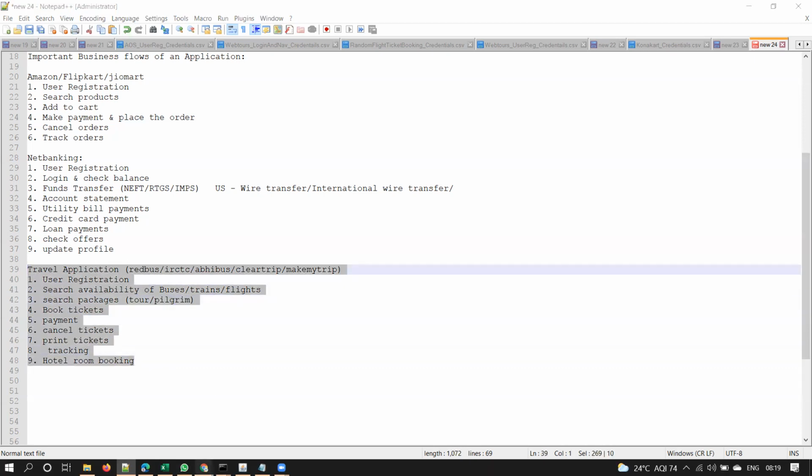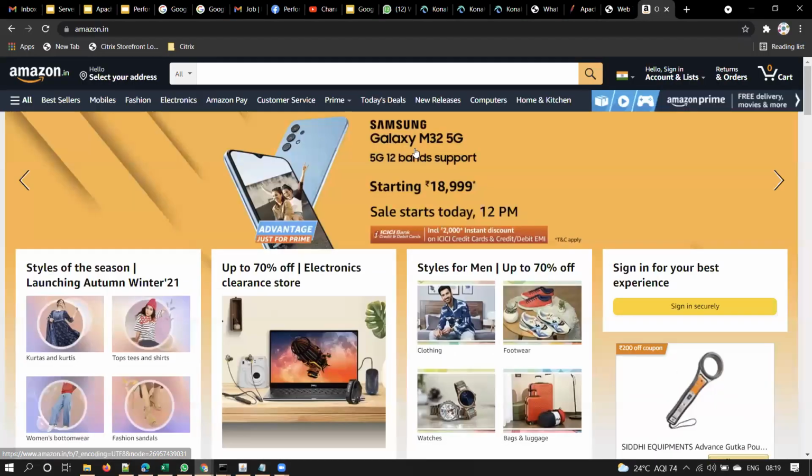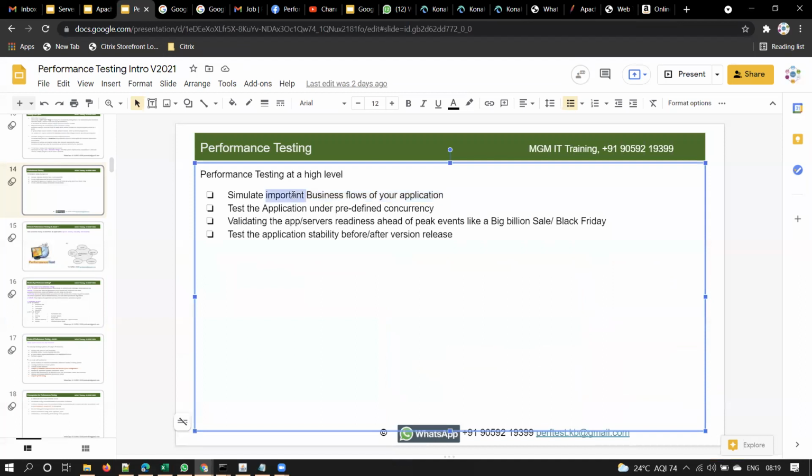Now, if you are testing any application, you have to determine what the critical business flows of the application are, and you have to simulate those important business flows of your application, and test the application under predefined concurrency. Let us understand what this is. These terms are simple to understand. What is meant by predefined concurrency is, suppose any application will have a certain user load, right?